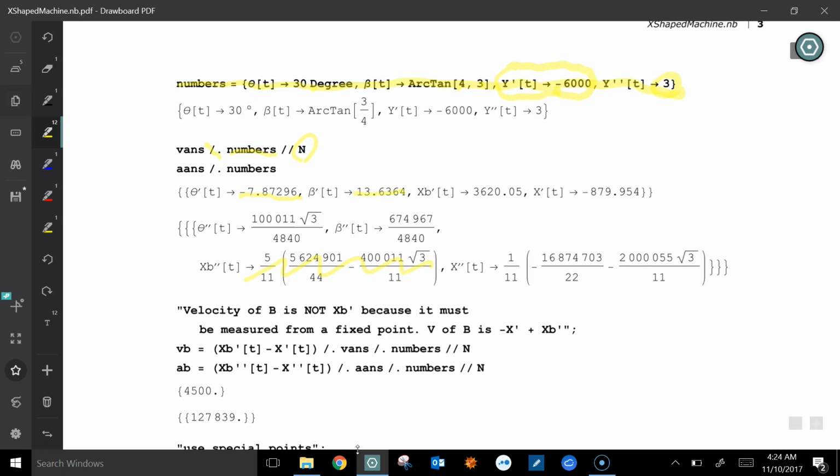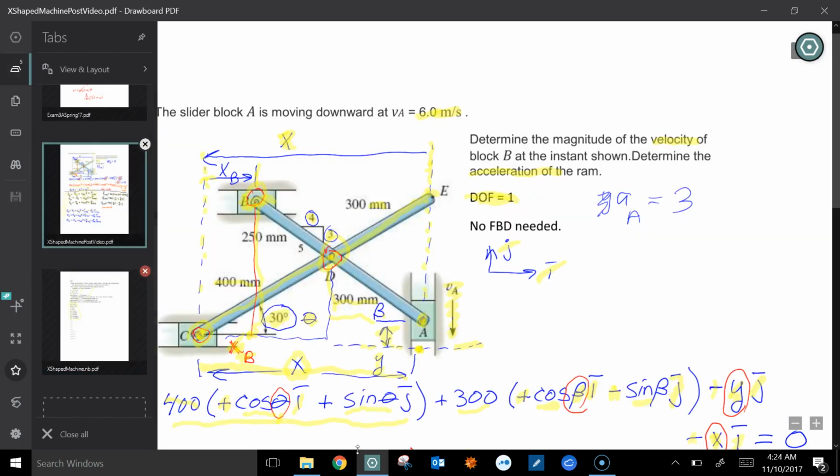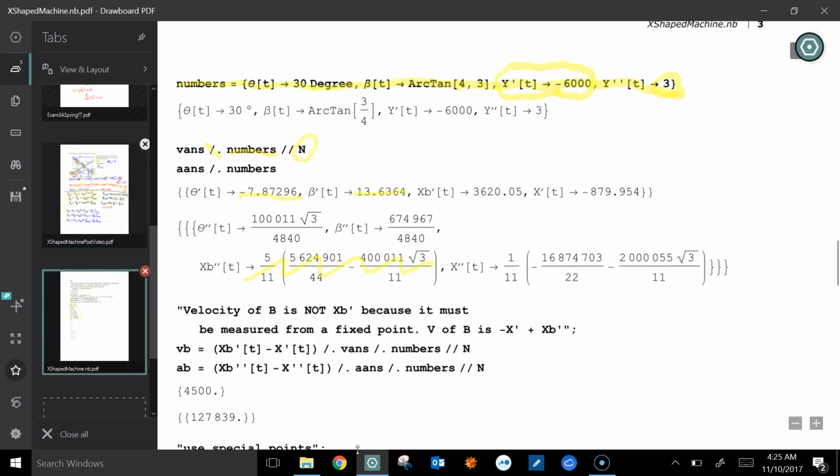If beta is getting bigger, I'll show you the diagram. If theta is getting smaller, then this one is rotating clockwise. If beta is getting bigger, then this one is going clockwise. So they're both going clockwise. One is getting smaller, the other is getting bigger.